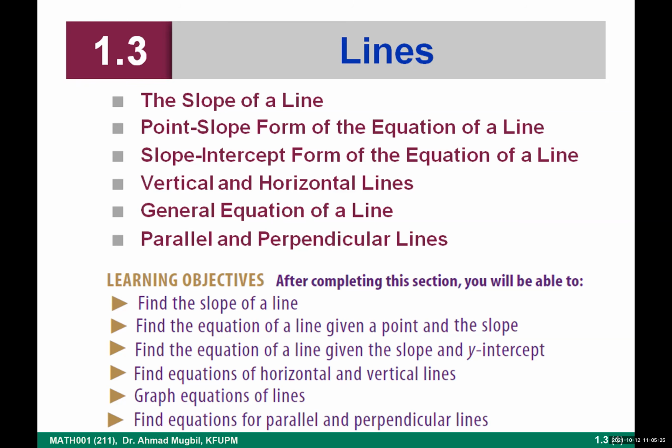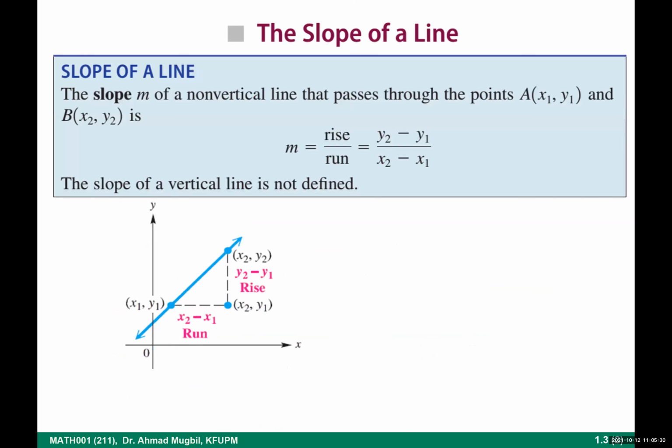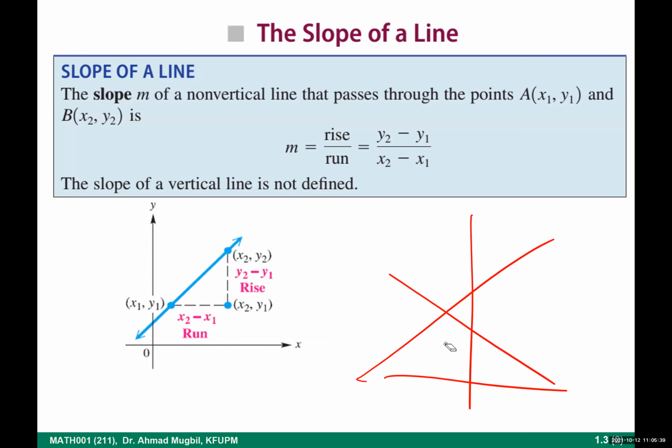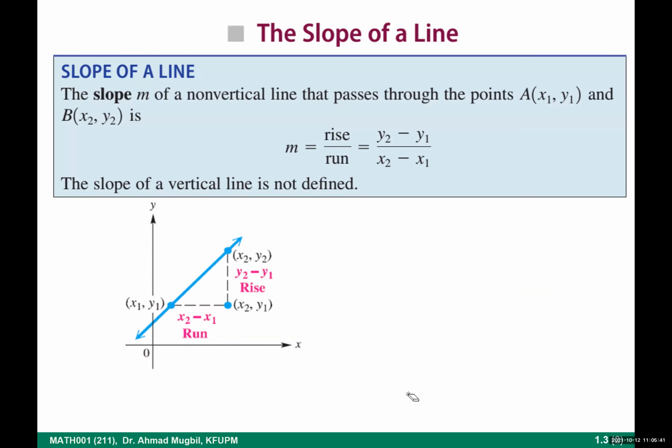This is a line. You know what we mean by a line. So when you have a straight line like this, or like this, or like this, or like this, these all are lines. The slope of a line, and let's be more specific, the slope of a non-vertical line. We will mention why it should be non-vertical. The slope that is denoted by M, it is just what? It is a measure.